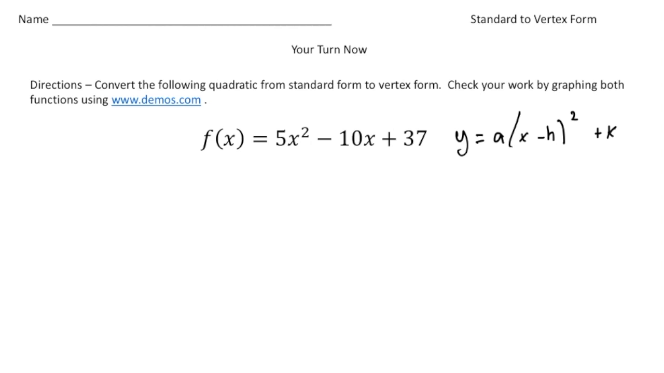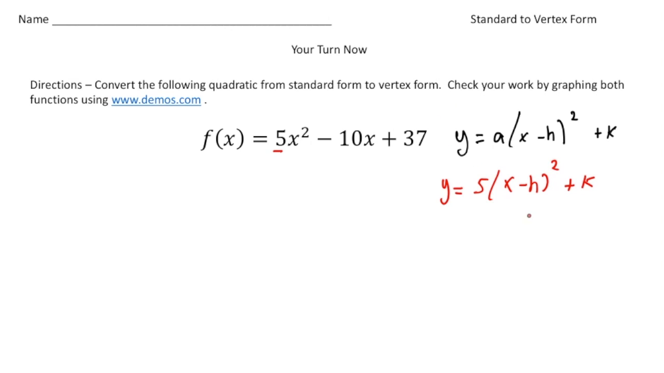Welcome back. Let's say you did this practice problem. Hopefully you graphed both equations to see if it's right. Anyways, let's convert this function from standard form to vertex form. We know the a value of the standard form function is 5, so I can replace this a with a 5. So y is going to equal 5 times x minus h squared plus k.